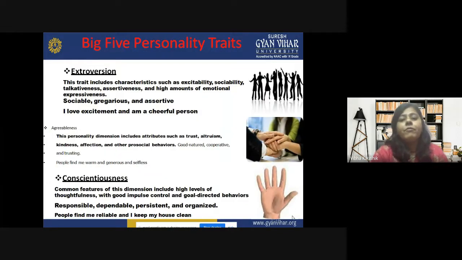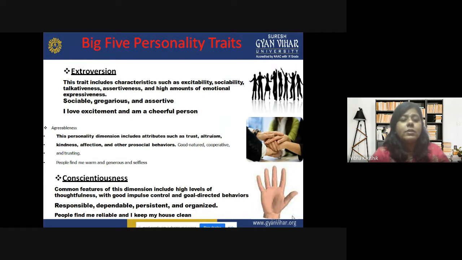Now, the Big Five personality traits: extroversion. The traits include characteristics such as excitability, sociability, talkativeness, assertiveness, and a high amount of emotional expressiveness. Sociable, gregarious, and assertive. I love excitement and I am a cheerful person. These are the characteristics of a person who has an extrovert personality.